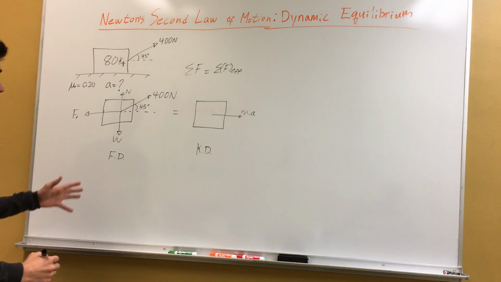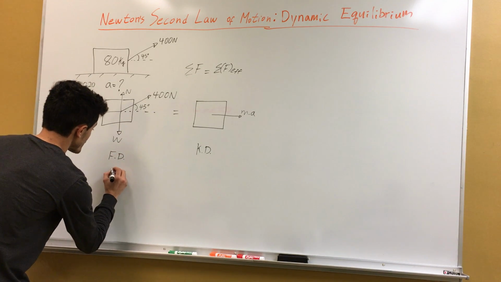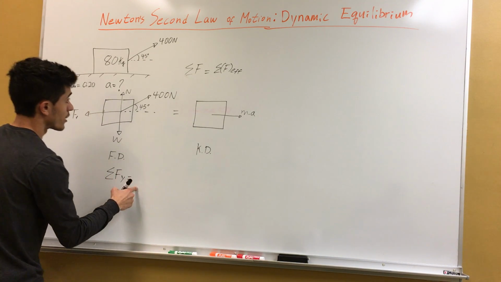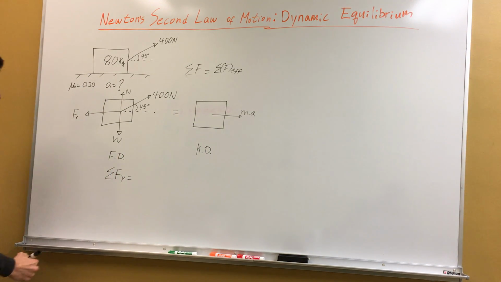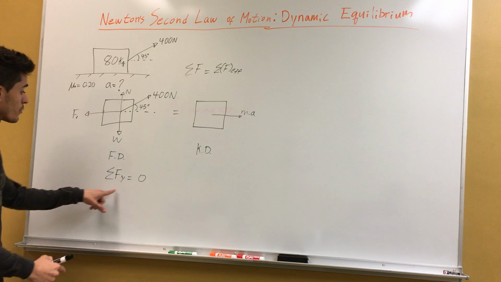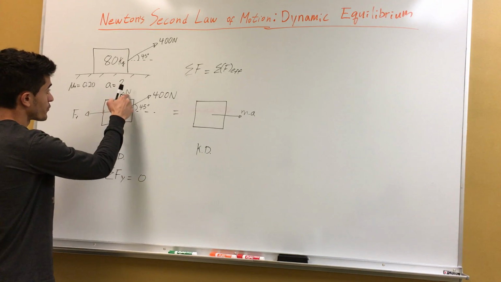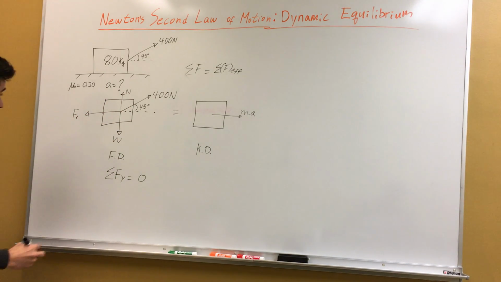When we equate these diagrams, we have that the sum of the forces in the y direction is equal to 0, because we don't have any motion in the y direction. And why do we do that? Because we want to first find the normal force and then use that to find our acceleration.